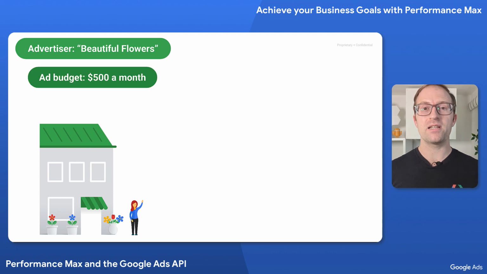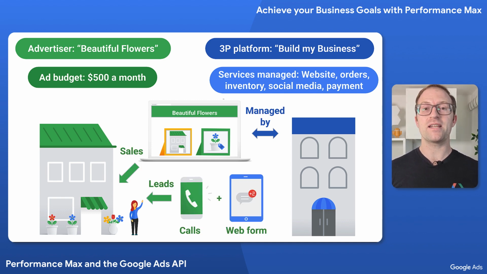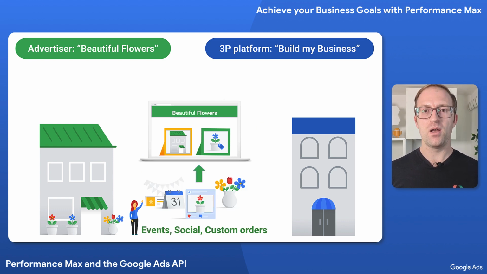She has a modest marketing budget of $500 a month and is trying to understand the best place to utilize it. She has a website managed by a third-party management business, let's call them Build My Business, and that includes photos of her store and prices for a collection of flower arrangements that she sells. She also takes custom orders through calls to her store and via a website form. Plus, she has a social media feed with pictures of events that she has done flower arrangements for, as well as some of her custom order creations.